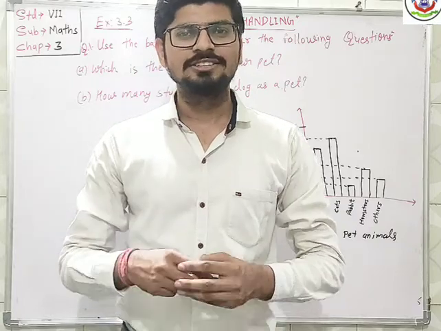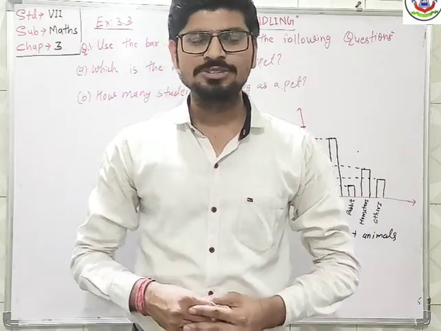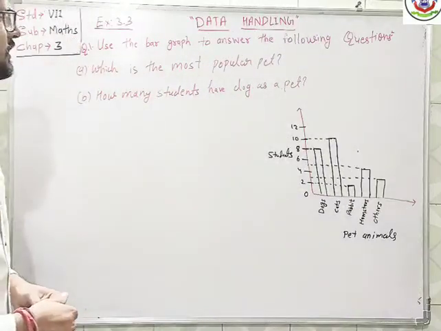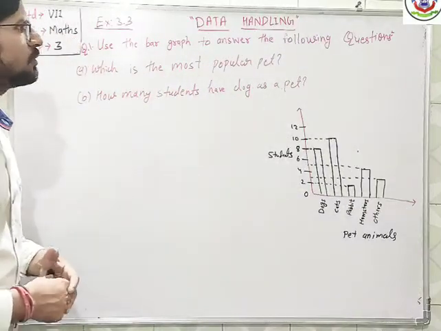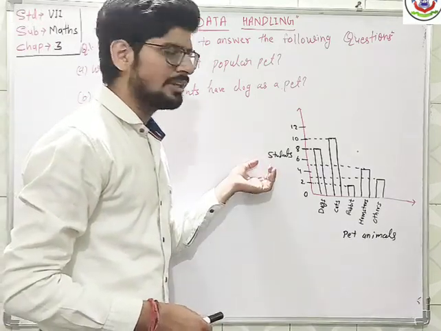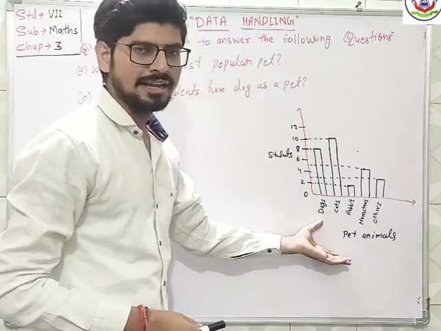Welcome students, this is Nitin Sharma and today we are going to start with our exercise 3.3. Our question number one is, use the bar graph to answer the following questions. We have been given the bar graph, with the number of students and their pet animals.